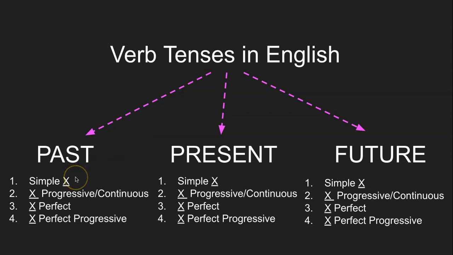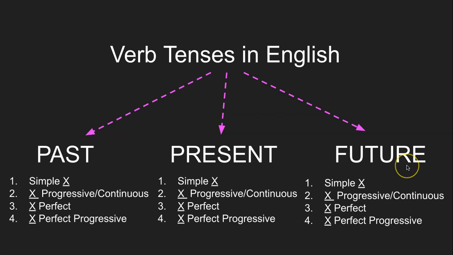The X represents the name, the category name. For example, simple past, or past progressive, past continuous, past perfect, past perfect progressive. Here, the X represents present: simple present, present progressive, present continuous, present perfect, present perfect progressive. And under the future category, the X represents future: simple future, future progressive, future continuous, future perfect, and future perfect progressive.